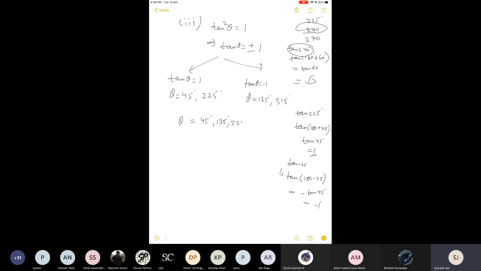And if you want, you can write these angles in terms of radians also. First one is pi by 4, 3 pi by 4, that is 135 degree. Then 5 pi by 4, and finally we have 7 pi by 4. So these are the four angles, or the principal solutions, of the equation. What is the equation? Tan square theta is equal to 1.